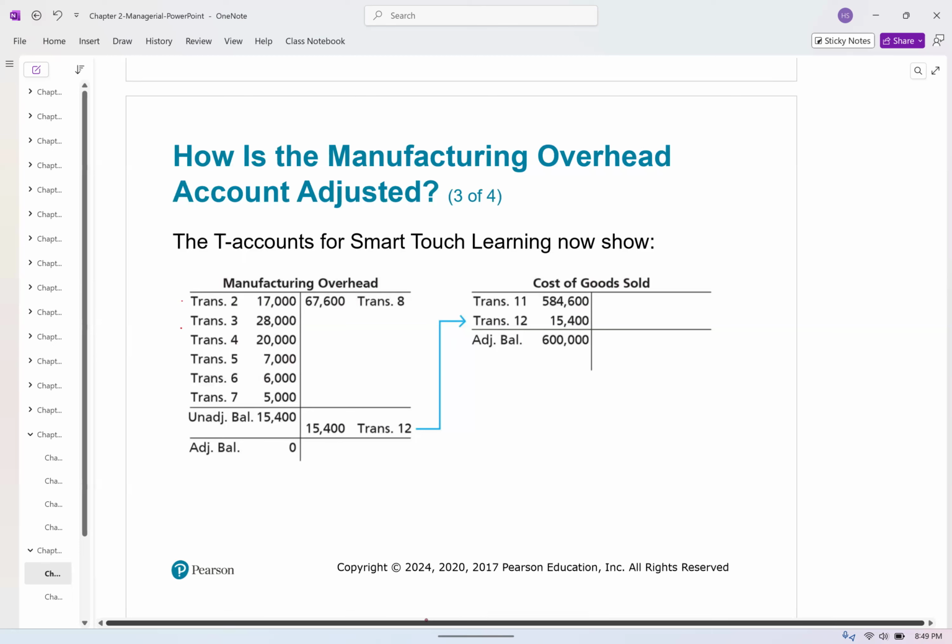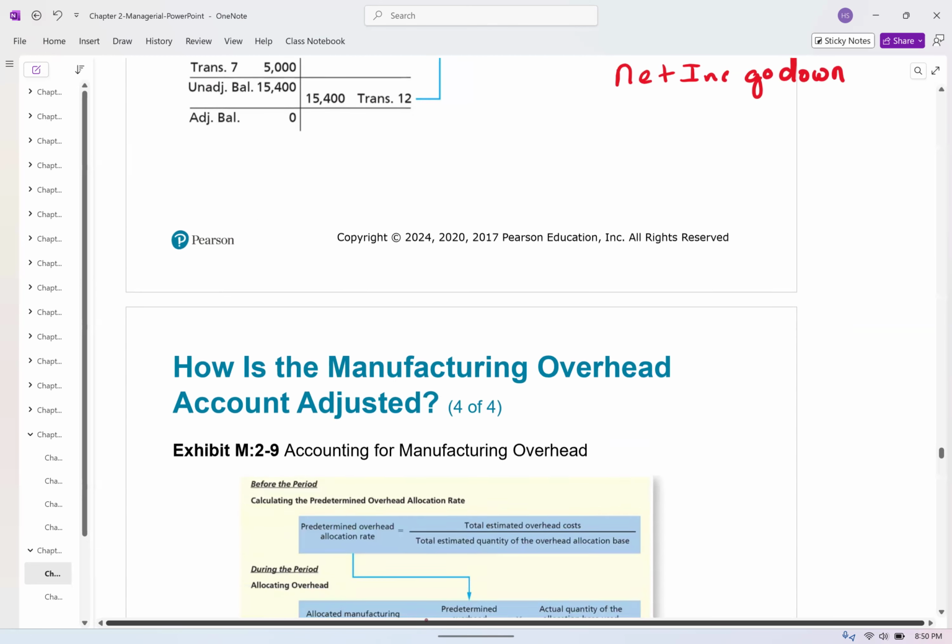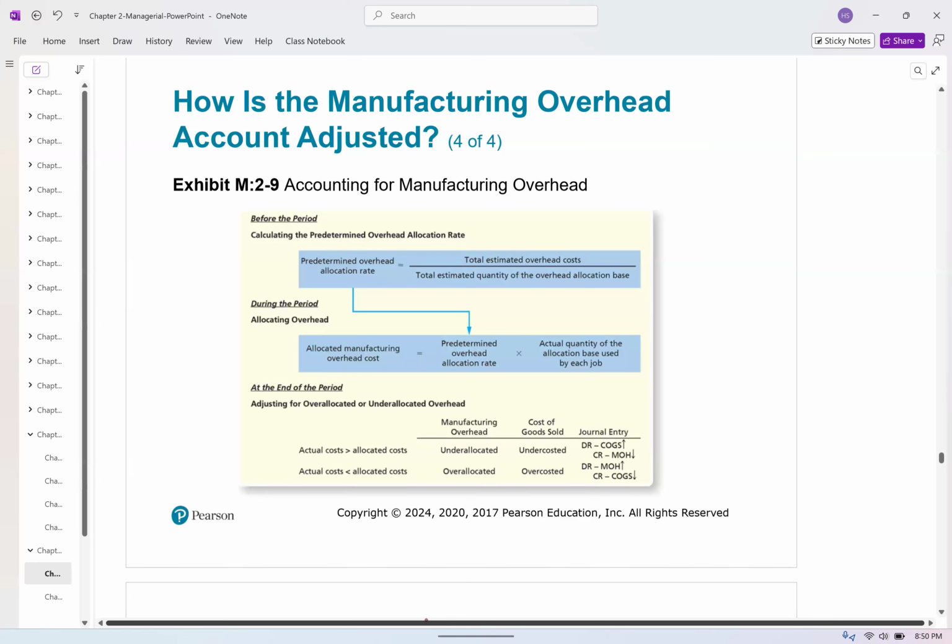That 584,600 was from transaction 11 when we adjusted the cost of goods sold for that under-applied 15,400. That makes that expense go up. Remember, cost of goods sold is an expense, so it will in turn make net income go down. Okay. All right. And so they give us a little diagram here, but I like the T account just because you don't have to get the water super muddy.